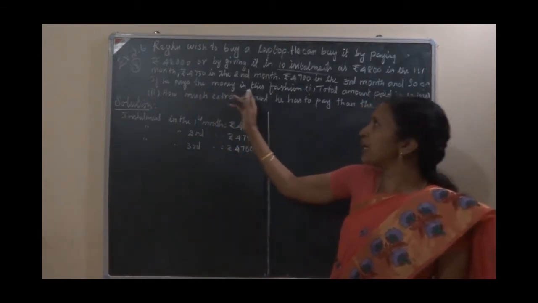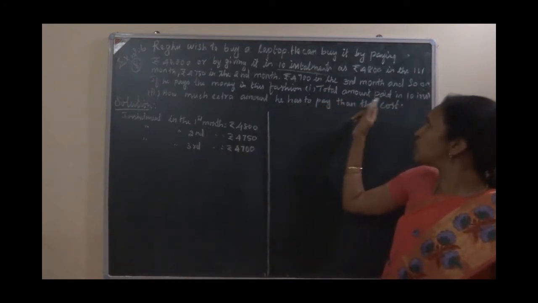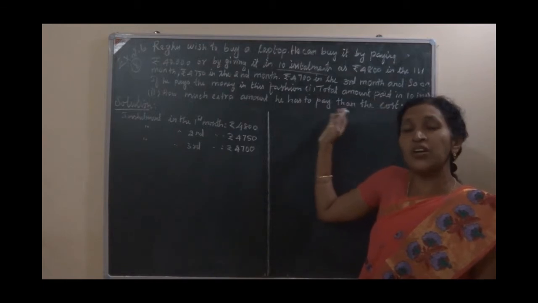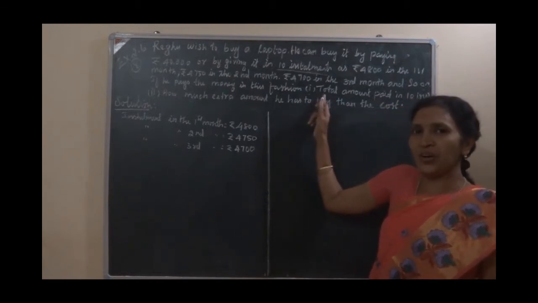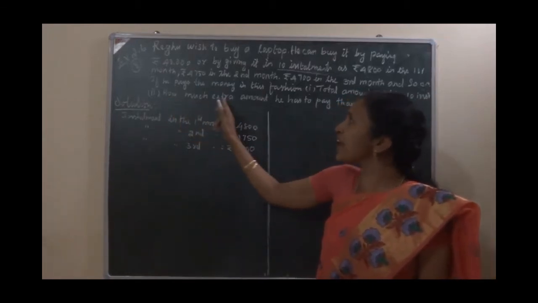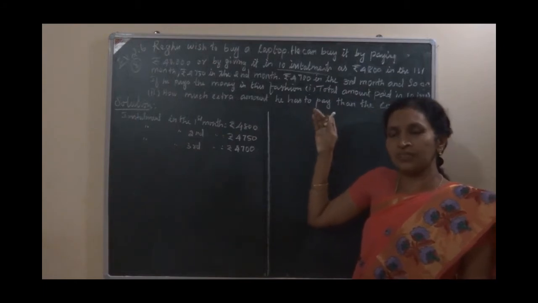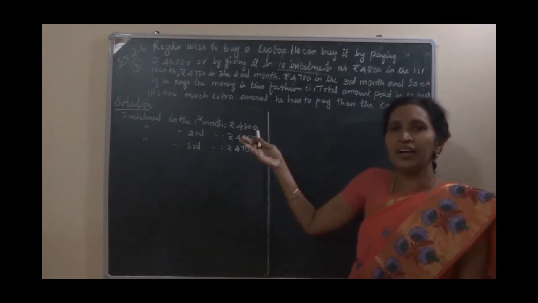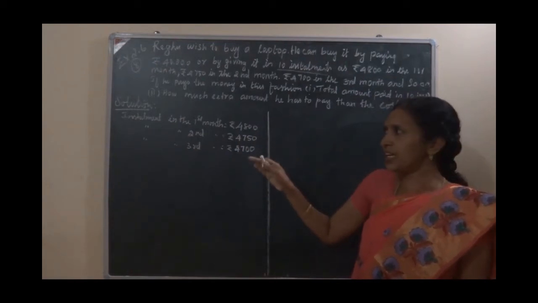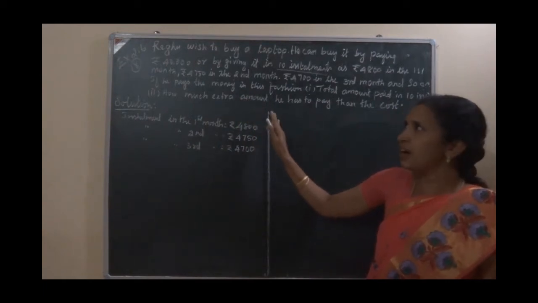If he pays this money in this fashion, what did they ask in the first question? Total amount paid in 10 installments. So what you have to find? Clearly we know you have to find Sn. Next question, how much extra amount he has to pay than the cost? We know if you pay by installment, extra amount will come. That extra amount only they are asking to find. Clear, students?